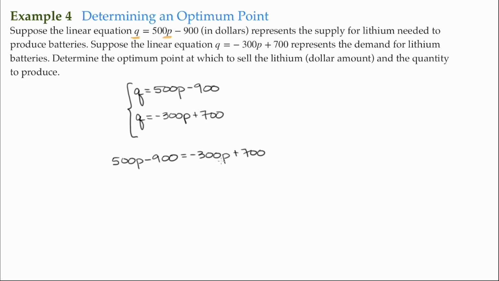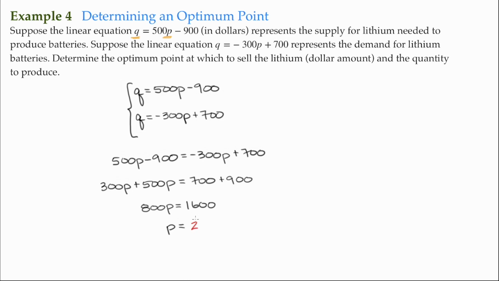So we can add 300P to either side, and then we could add 900 to either side. So this will give us 300P plus 500P. That's going to be equal to 700 plus 900. 300P plus 500P, that's 800P. And 700 plus 900, that's 1600. Divide either side by 800, and the price should be $2.